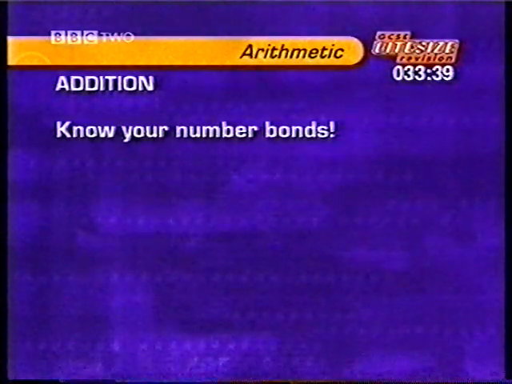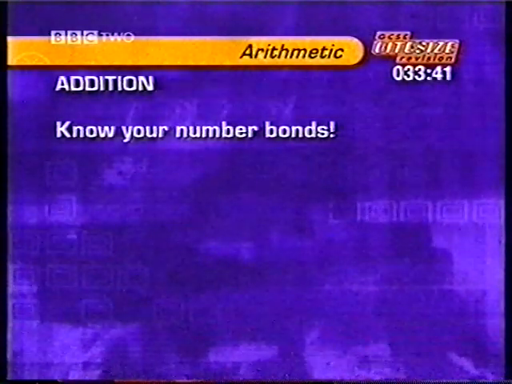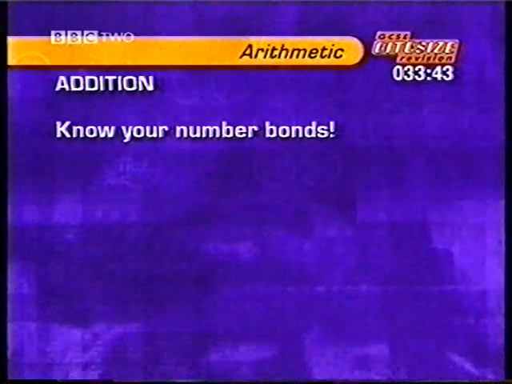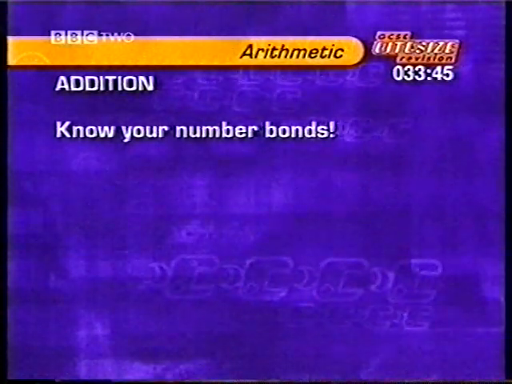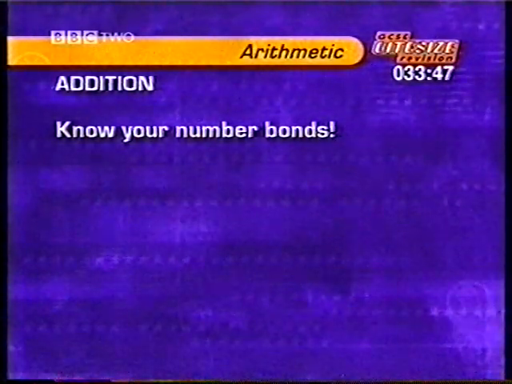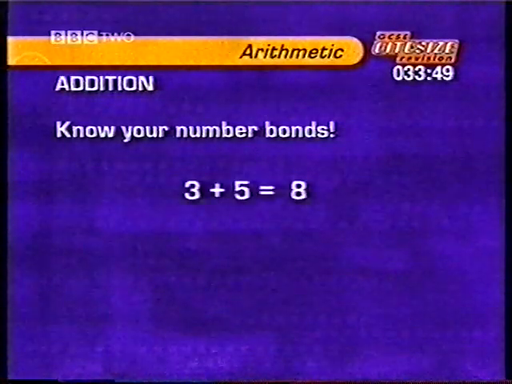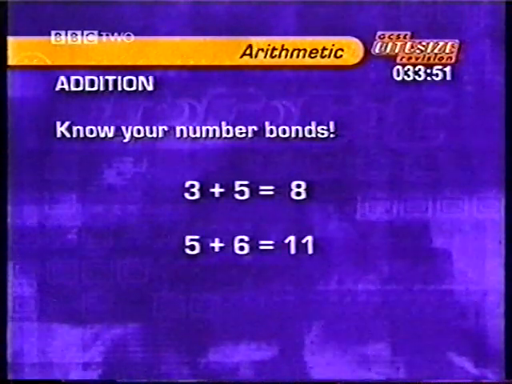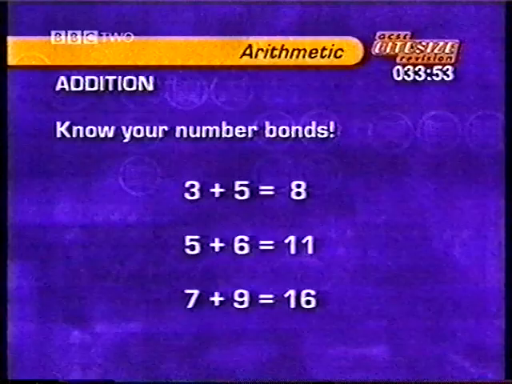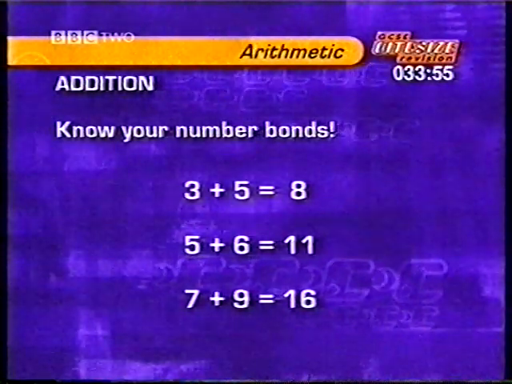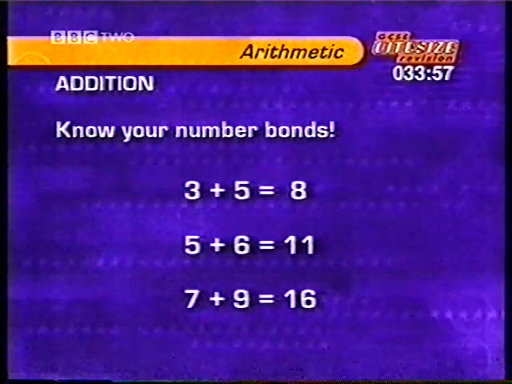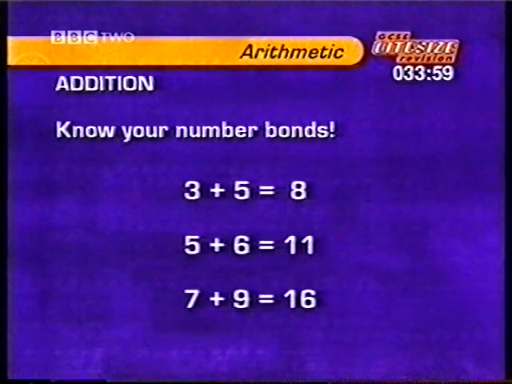To speed things up, you should know your number bonds. That's what pairs of numbers add up to. You should certainly know the result of adding pairs of single digits up to 10, such as 3 add 5 is 8, or 5 add 6 is 11, or 7 add 9 is 16, and so on. This saves working them out each time.